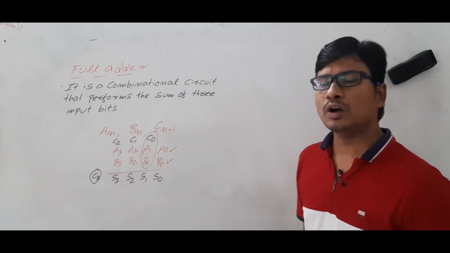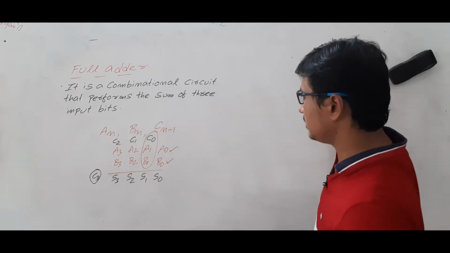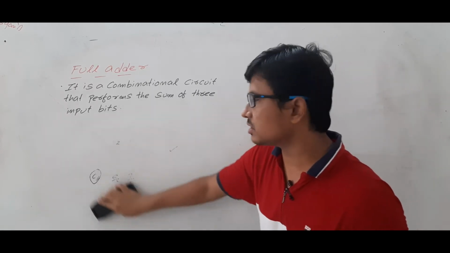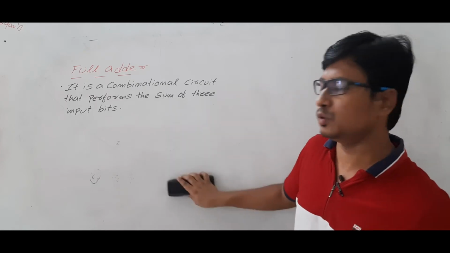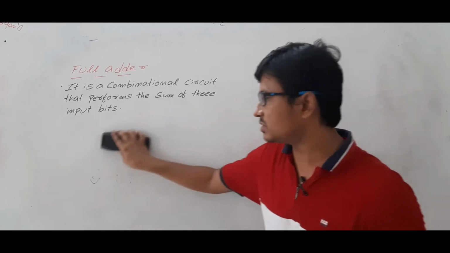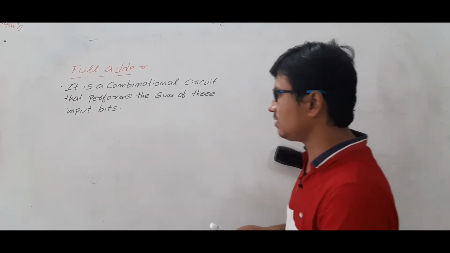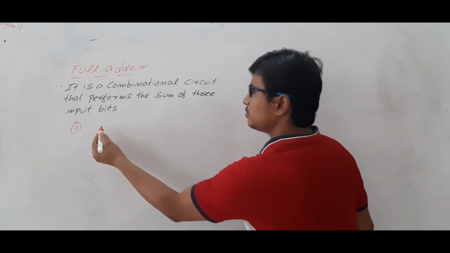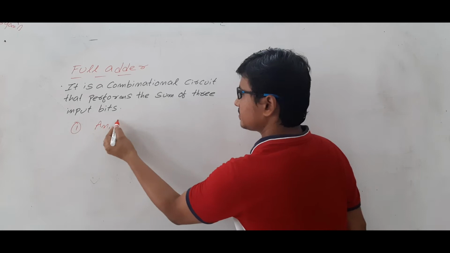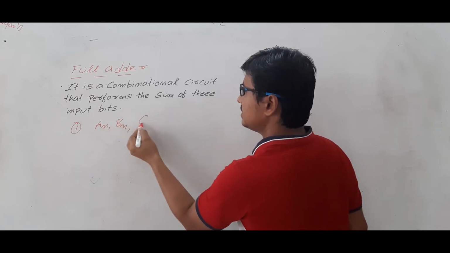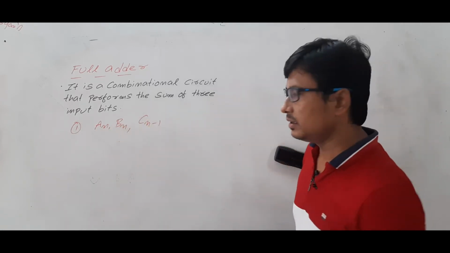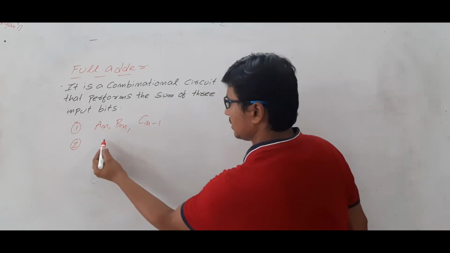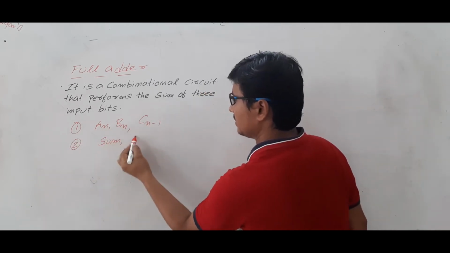Now tell me how many inputs are there? That is very important. Whenever we are constructing a combinational circuit, the first step is that you have to identify the inputs and the outputs. Am I right or wrong? Now how many inputs are there here? Three inputs are there: An, Bn and Cn minus 1. And the outputs are the sum and the carry.